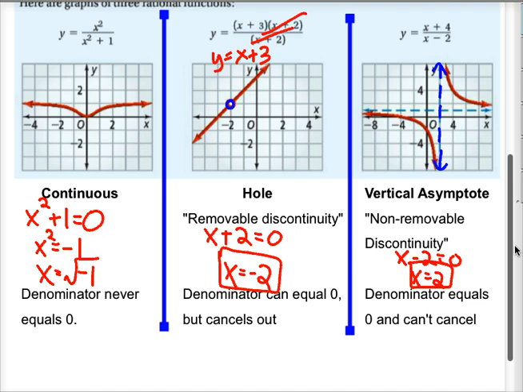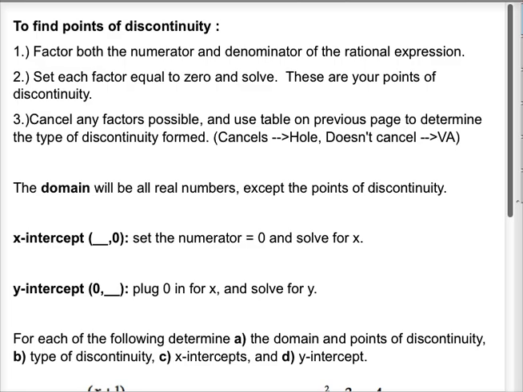All right, so our steps to finding those points of discontinuity. The first step, factor both the numerator and the denominator of the rational expression. Then set each factor equal to 0. Those are your points of discontinuity. And again, select each factor. I should clarify, in the denominator, equal to 0 and solve.